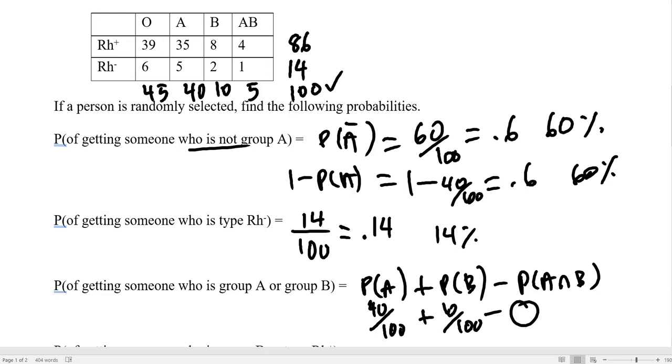Why? Well, if you're AB, you're not both A and B. You are just AB. You have a mix of both. This is saying only type A and only type B. See, we added this 40 and we added this 10. What was the overlap this time? Well, there was no overlap, right? So there is nothing to subtract away this time. It would just end up being the 50 out of 100, or 0.5, or 50%.